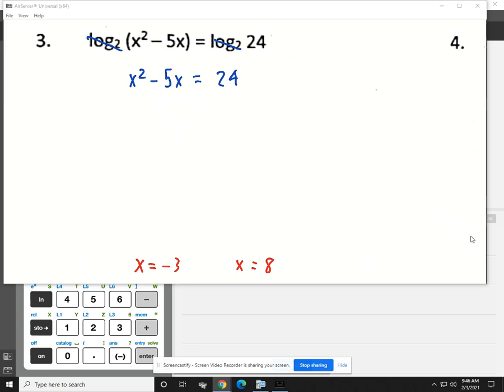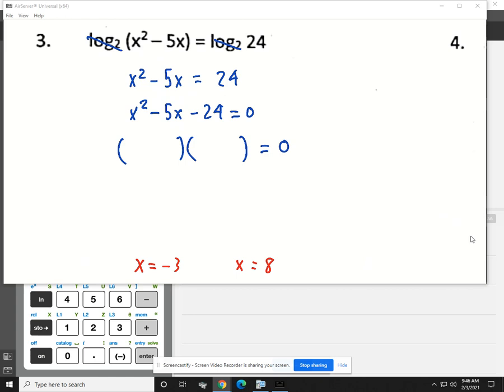Now, this one was a lot like C and D yesterday, where you need to bring everything on one side, and then go through the process of solving, and you have to do that by factoring. So we subtract 24, right? So x squared minus 5x minus 24 equals 0. So we're going to factor this like we did C and D yesterday into two binomials, right?